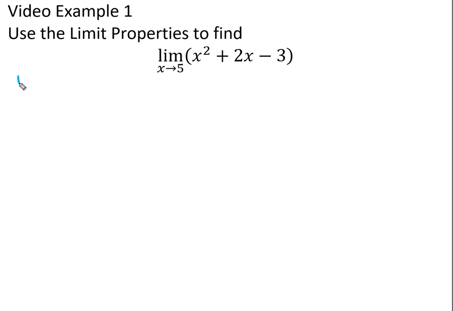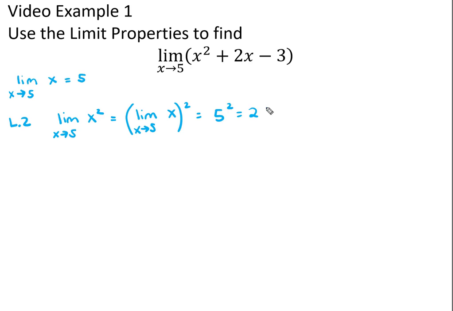One statement that we should make before we begin is that the limit of x as x approaches 5 is going to be 5. And we're going to use that fact as we are moving along through the limit properties. So let's break down. We have first the powers. That's going to be the limit property 2. And so let's see. The limit of x squared as x approaches 5 is going to be the same thing as the limit of x as x approaches 5, the whole thing squared. Well, we know that that limit is 5, and 5 squared is 25.